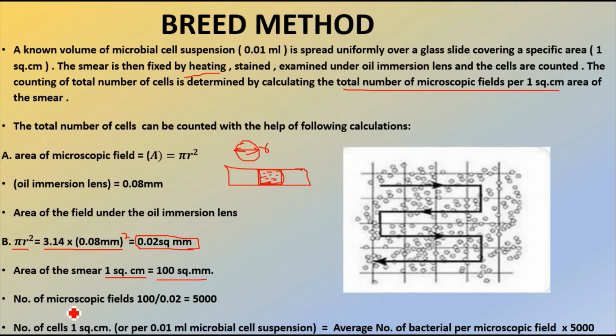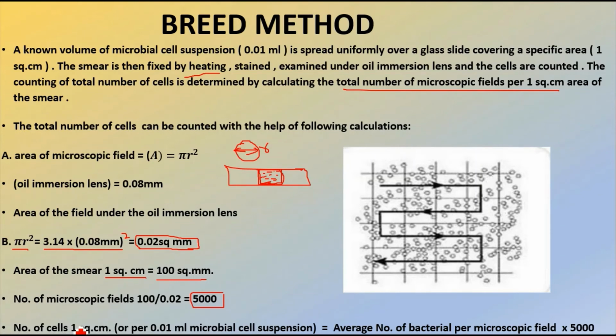Coming to the number of microscopic fields, that means how many times you have moved the slide and looked into the microscope, those are all considered as the number of microscopic fields. For example, the area of the smear divided by the area of the microscopic field. You divide these two, and altogether the number of microscopic fields will be 5000.